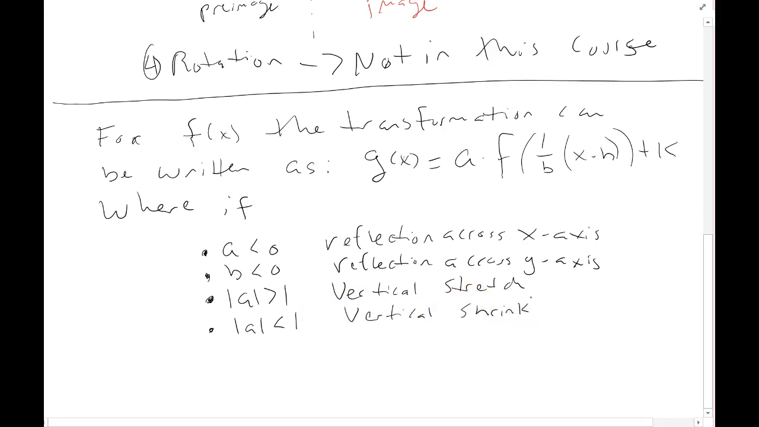So just to be clear, when I say magnitude of a greater than 1, for example, if a is positive 2, that's greater than 1. Or if a is negative 2, the magnitude of negative 2 is also positive 2, so that's also greater than 1. Similarly, the magnitude of negative 1/2 is 1/2, that's less than 1. Or the magnitude of positive 1/2 is 1/2, and that's also less than 1. So basically, these vertical shrinks are things between -1 and +1, and these vertical stretches are the things bigger than +1 or less than -1.